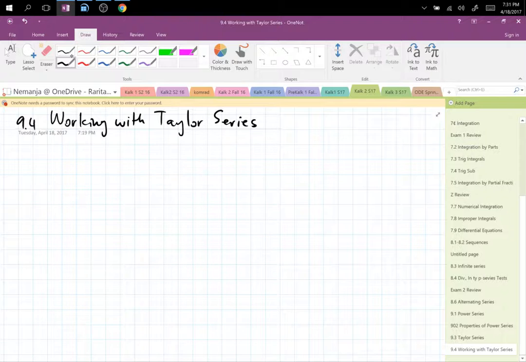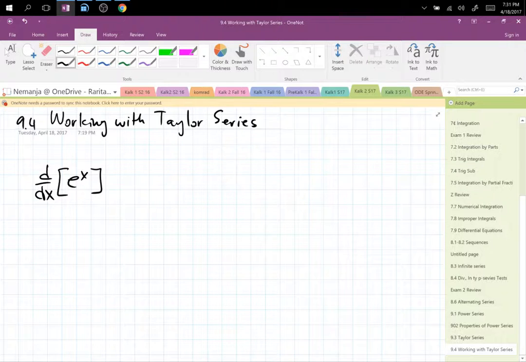Why is the derivative of e to the x itself e to the x, and why is the derivative of sine x cosine x? And then you can use those to pretty much work anything else out. So I will start with the derivative of e to the x.